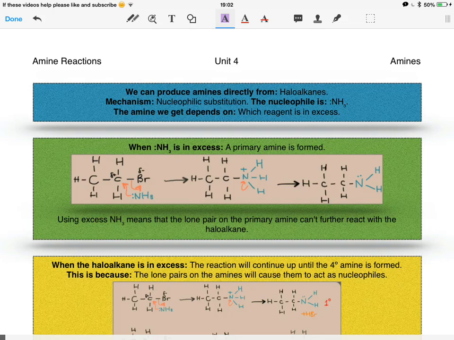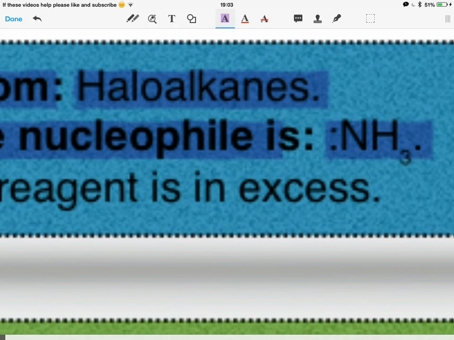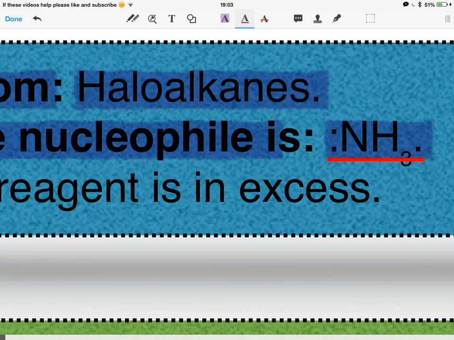This video is going to be on the amines again, and this time it's the amine reactions. So we can produce amines directly from haloalkanes. The mechanism for this is nucleophilic substitution, and the nucleophile is ammonia, and I've specified that there is a lone pair there. For some reason a lot of people forget, so there is a lone pair there.